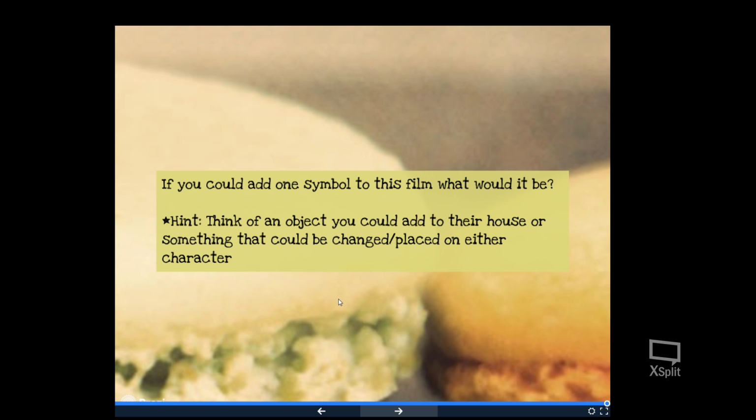Now, if you could add one symbol to this film, what would it be? Think of an object you could add or place. It could be from their house. Like their house symbolizes the poverty that they're in, or maybe even the time frame. Anything as you're thinking or even reading your stories, think of symbols here. As long as you have inferences and examples to back them up, you should be good to go.